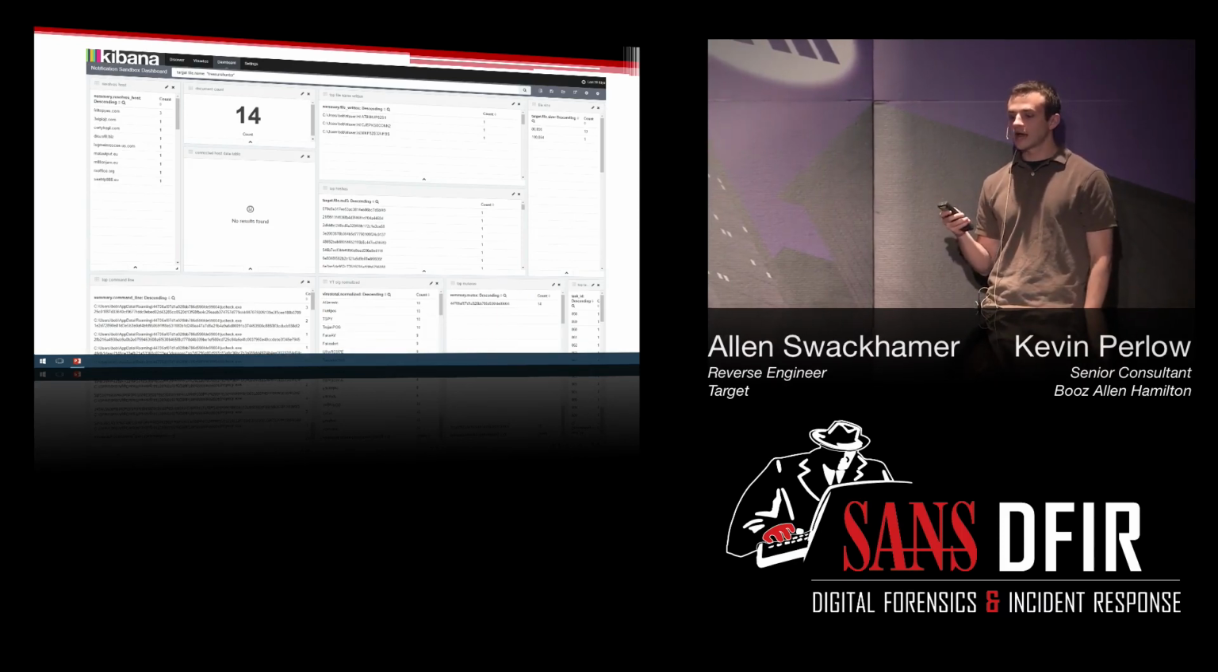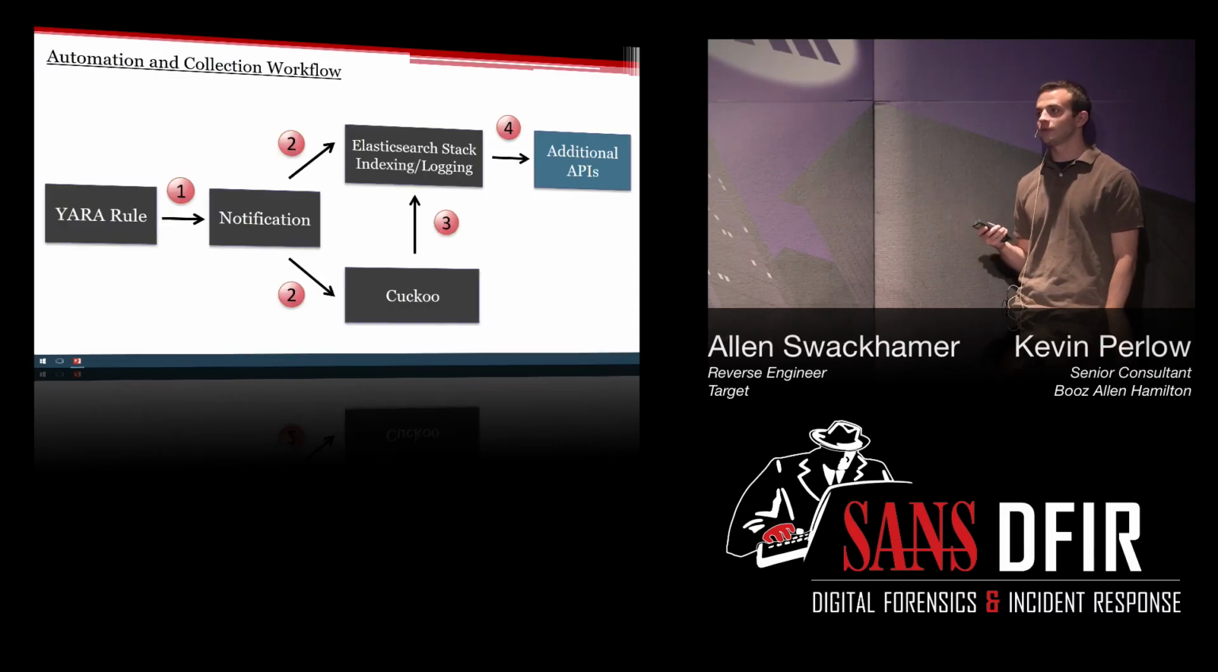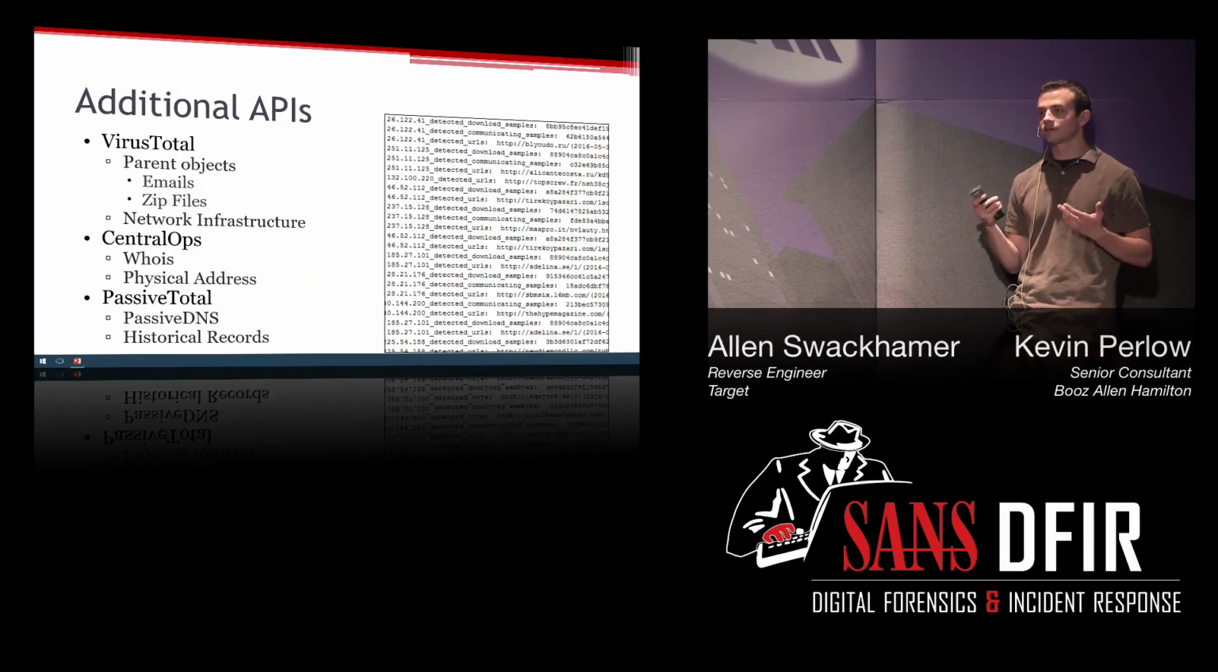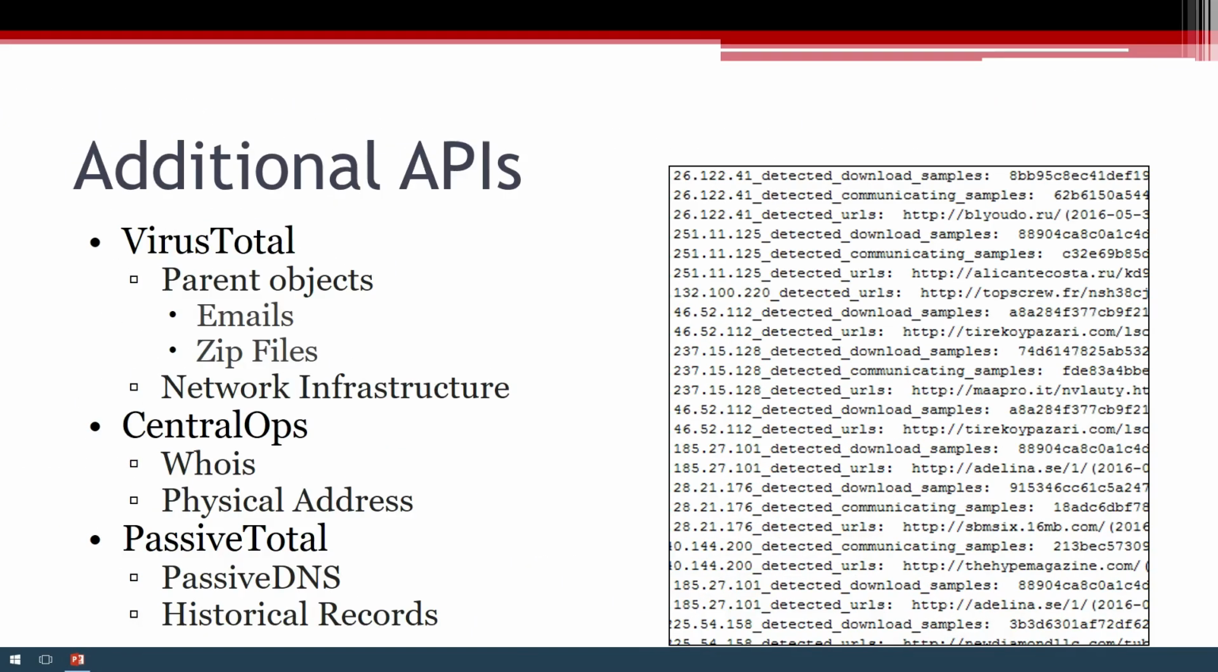So what we want to get to last here is this case of additional API calls that you can make. In VirusTotal itself, if you have access to the intelligence portal, you can do a couple different things here. You can look at parent objects for one. A parent object is typically going to be a zip file or an email file that someone's uploaded to VirusTotal.